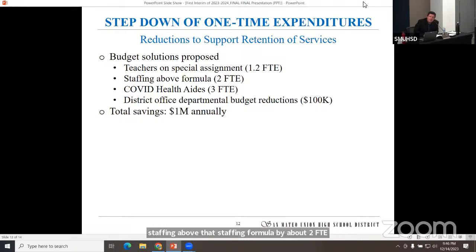The COVID health aides, there were 3 COVID health aides that were projected to be stepped down over time. And the thought was that this would be a better time to do that. And then looking at our district office departmental budgets and making reductions to that to the tune of approximately $100,000. So the total savings around that is about $1 million in line with the positions noted around the feedback earlier.